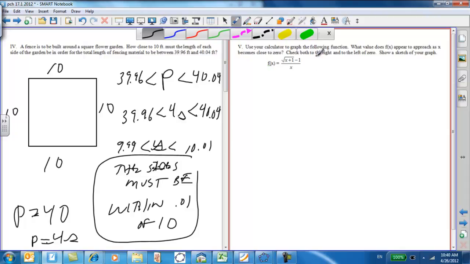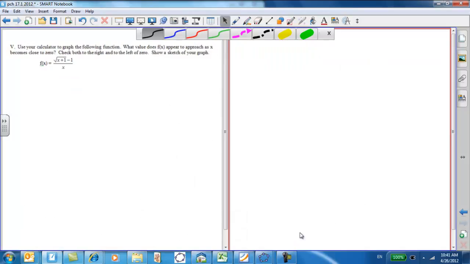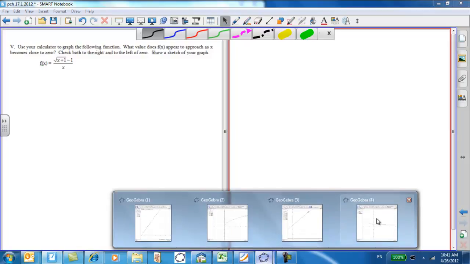Use your calculator to graph this function. Let's see what happens with f of x equals the square root of x plus 1, minus 1, all over x. So, let's see what we got here. Let's look at it in GeoGebra, and you can look at it on your calculator. And let's see what's going on in the picture here.